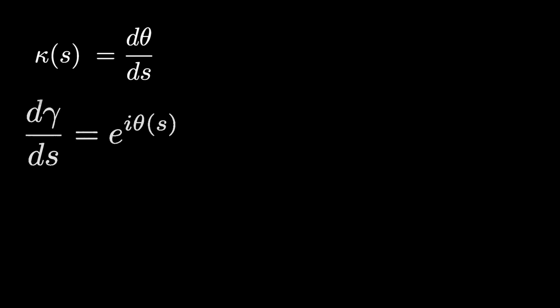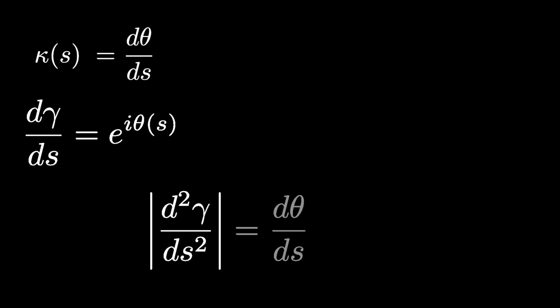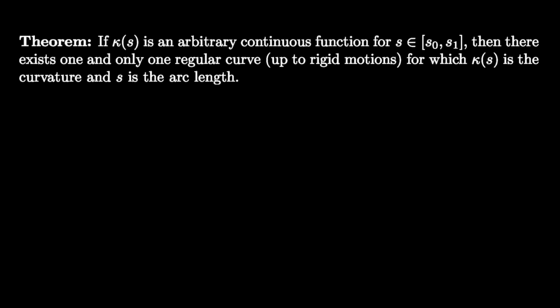Let's see how the tangent vector is related to the curvature. If we take the derivative of both sides of this expression and then take the absolute value, then we immediately see that the length of the second derivative of the curve is equal to the average curvature. And if we have a function which gives us the curvature of a curve for every point, then that curve is uniquely determined. What this theorem is telling us is that a curve is truly characterized by two things, its arc length and its curvature.